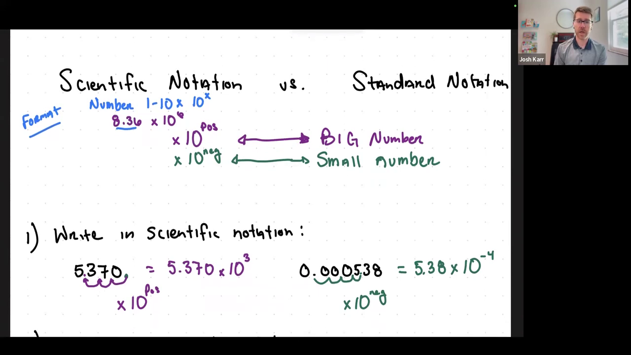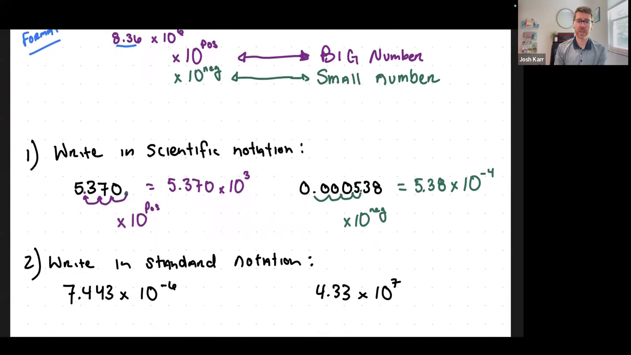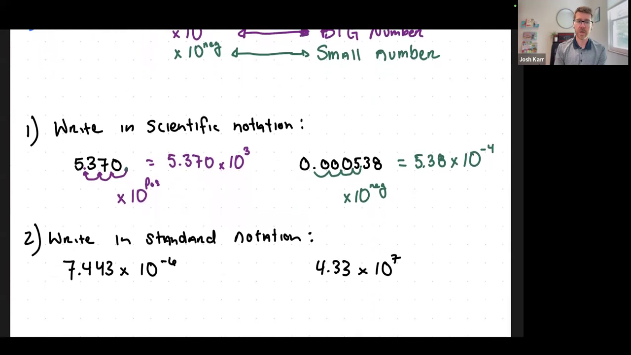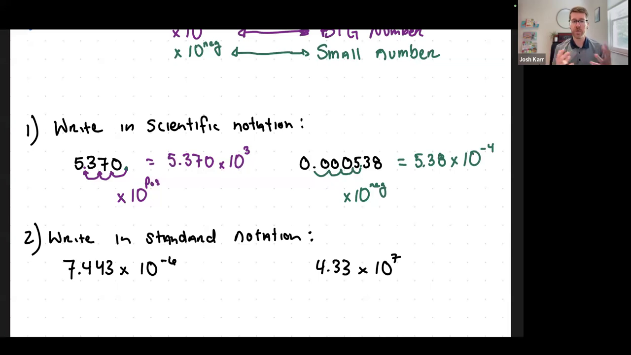All right, let's try it the other way. If I have something in scientific notation, can I write it in standard notation? So we have something that is between 1 and 10. We need to consider how we should move the decimal place. Should we be creating a big number? Should we be creating a small number?